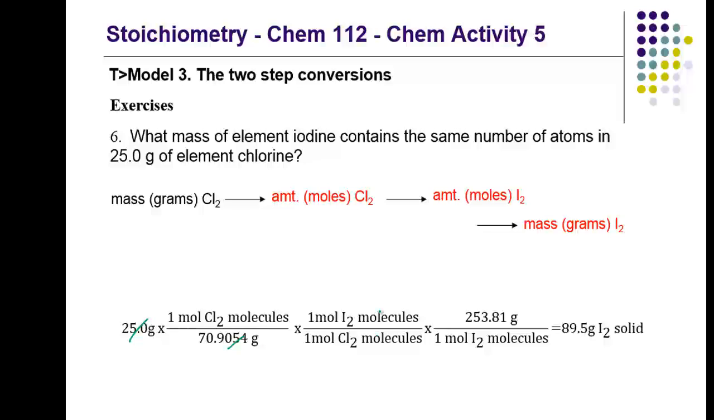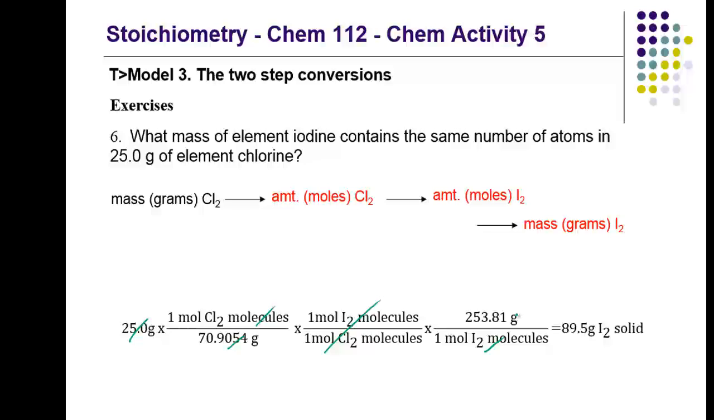Note that this middle conversion factor is saying that we want the same number. So 1 mole of iodine molecules, 1 mole of chlorine molecules. And so those will cancel. That cancels there, and that cancels. And so finally I'll end up with the mass of iodine solid.